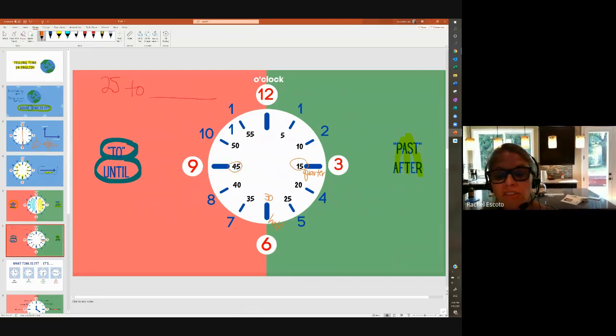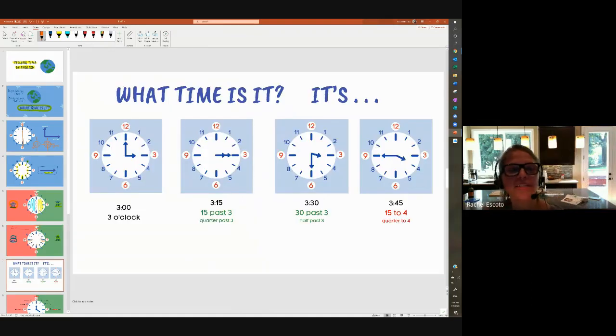What is this right here? It's 45, but it's also quarter. And for this one up here, we just say o'clock. We don't say half or quarter. So let me show you how this works. If I say, what time is it? It's, and then we look at the clock. The hour hand is here. The minute hand is on the 12. And we say that's 3 o'clock on the nose. 3 o'clock. Everybody say 3 o'clock.